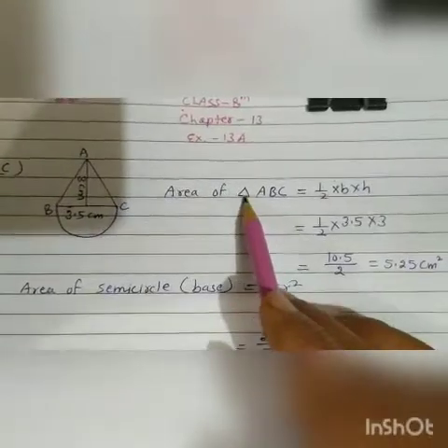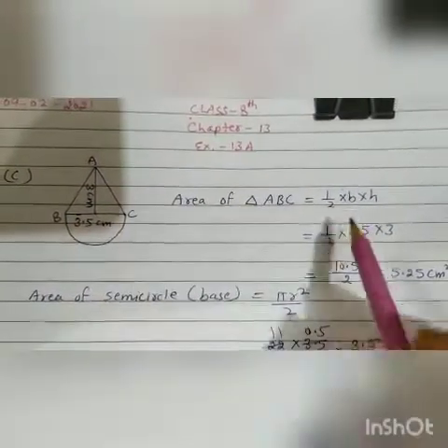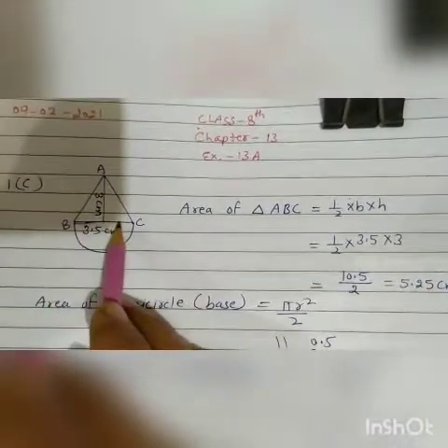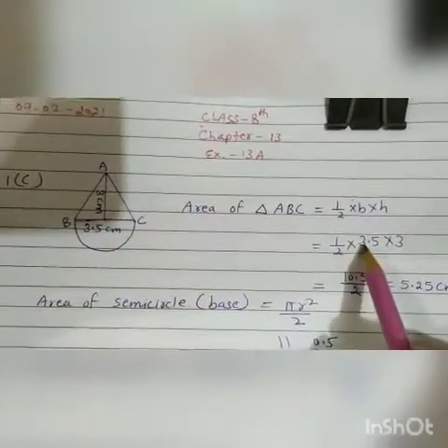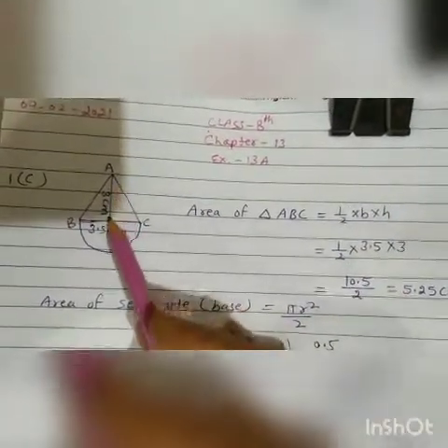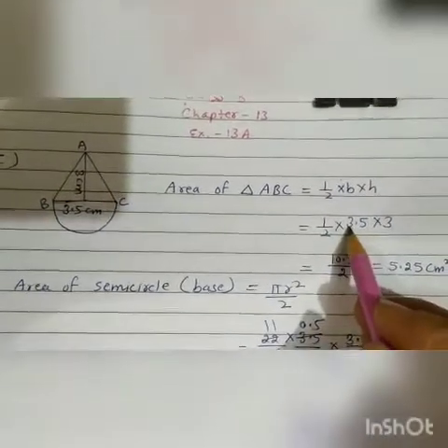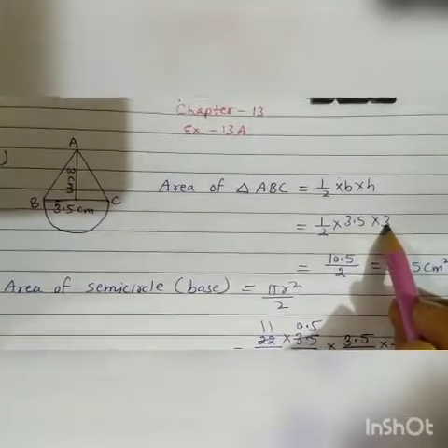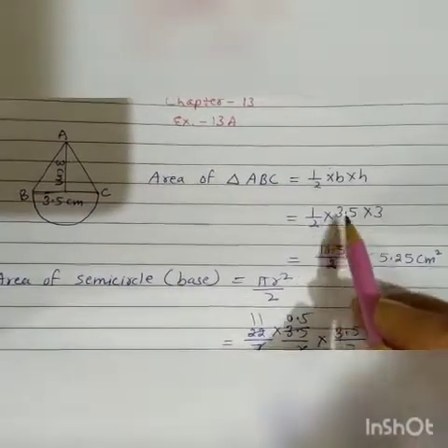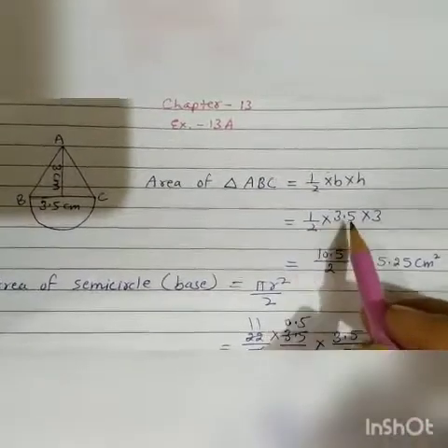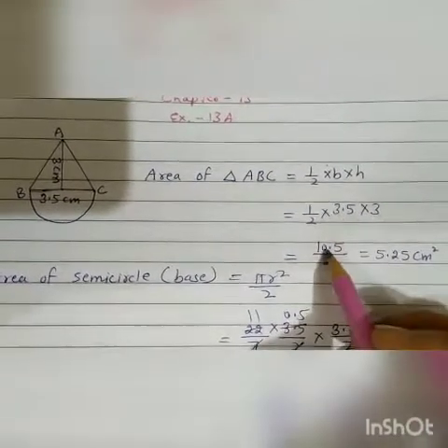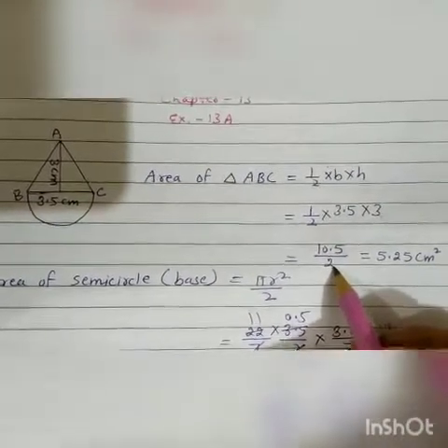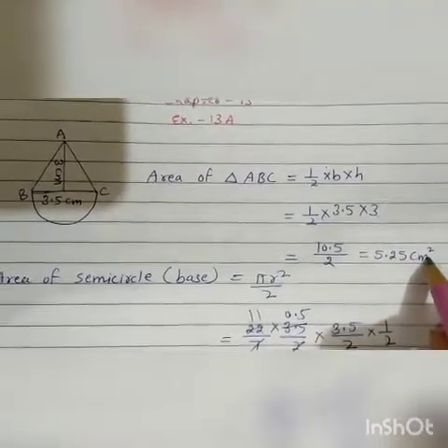Area of triangle ABC is equal to 1/2 base into height. This line is the base of this triangle, so it is 3.5, into height 3 centimeter. When we multiply 3.5 into 3, because these two numbers are not divisible by 2, we cannot simplify them by this 2, so we will multiply. 3.5 into 3 is 10.5 upon 2. When we divide 10.5 by 2, we get 5.25 square centimeter.